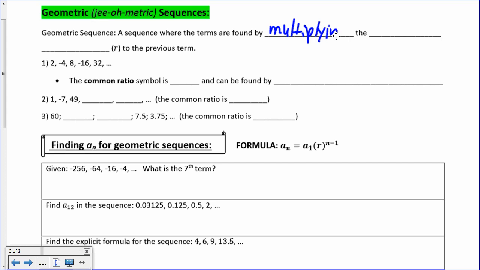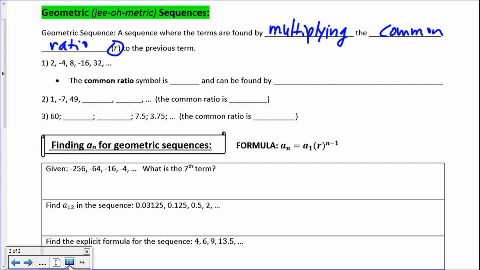Multiplying by something called the common ratio, which is represented with an R. So arithmetic is add, subtract. You add to go forward, subtract to go backwards. Geometric is multiply, divide. You multiply to go forward, divide to go backwards. Alright, so we're taking care of all of the operations.